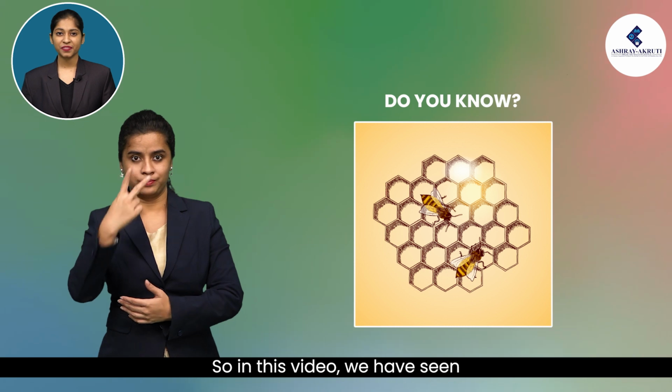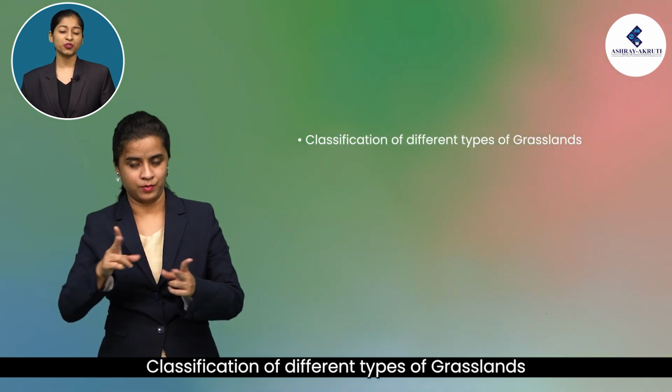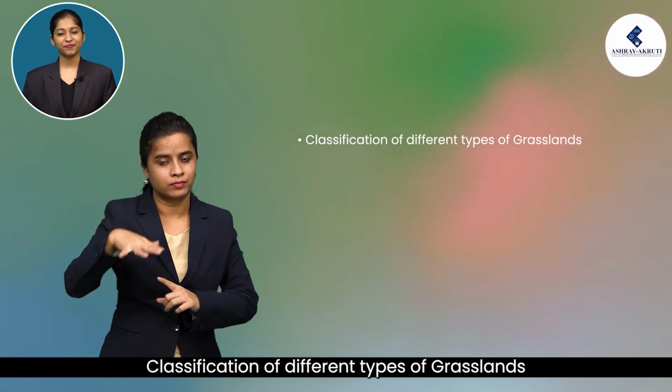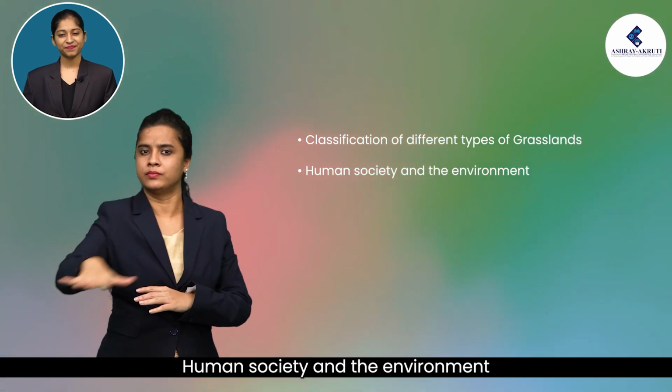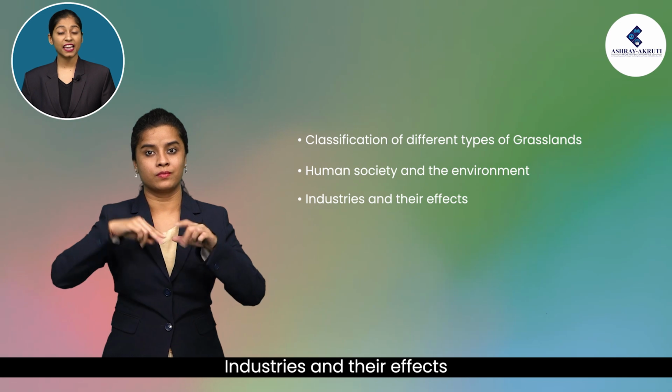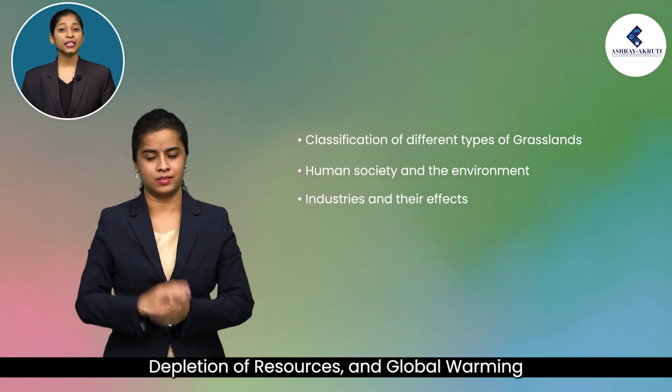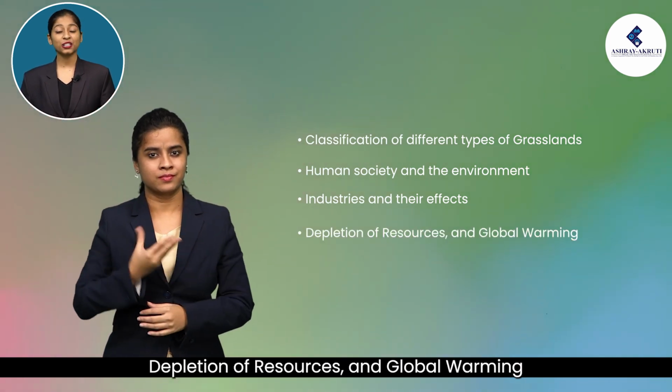So, in this video, we have seen classification of different types of grasslands, human society and the environment, industries and their effects, depletion of resources and global warming.